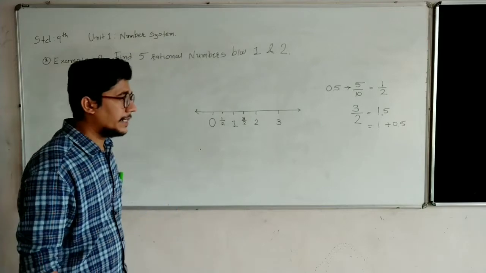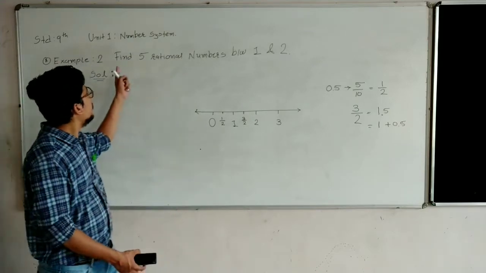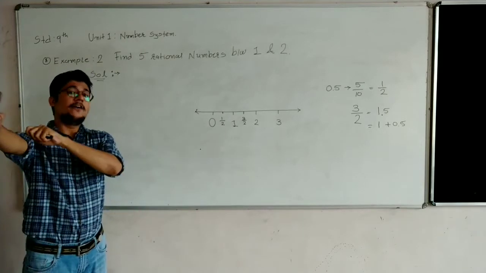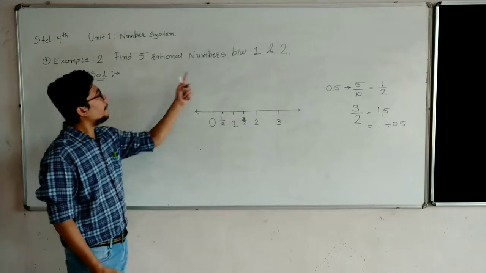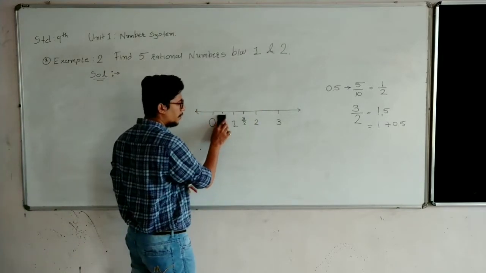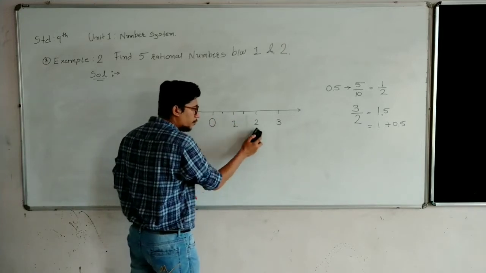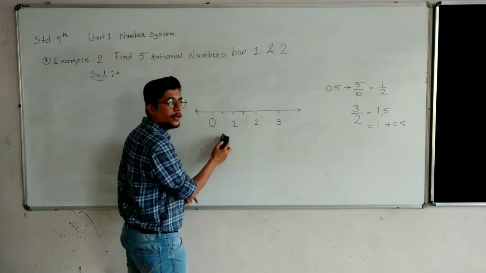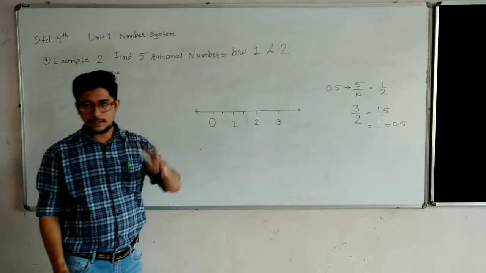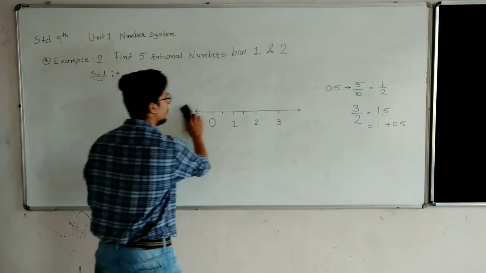So let us take one example. Here they are asking to find 5 rational numbers between 1 and 2. So as you know, 1 and 2 are there, and between these two whole numbers we have to put 5 rational numbers. So we will solve it one by one.